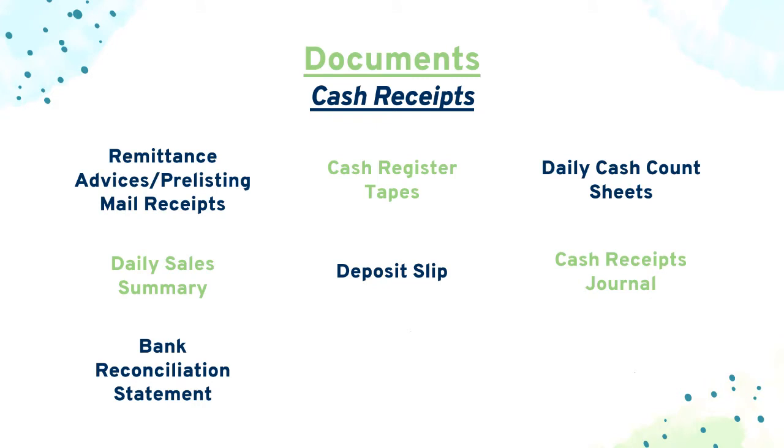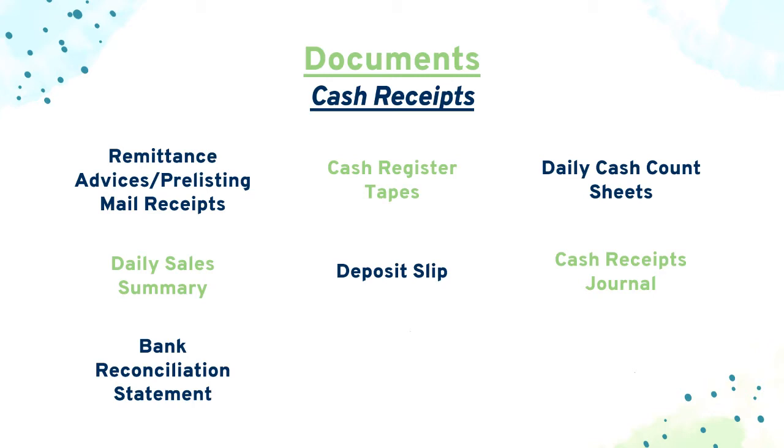Here we have remittance advices or pre-listing mail receipts. It receives payment by mail. Secondly, after that, we have cash register tapes. Its function is to collect collections from the cash sales. Next, we have daily cash count sheets. The daily cash count sheets count cash and agree cash on hand with register totals.